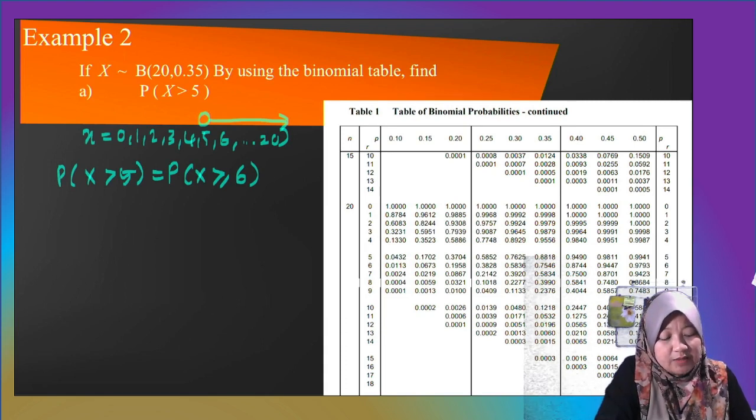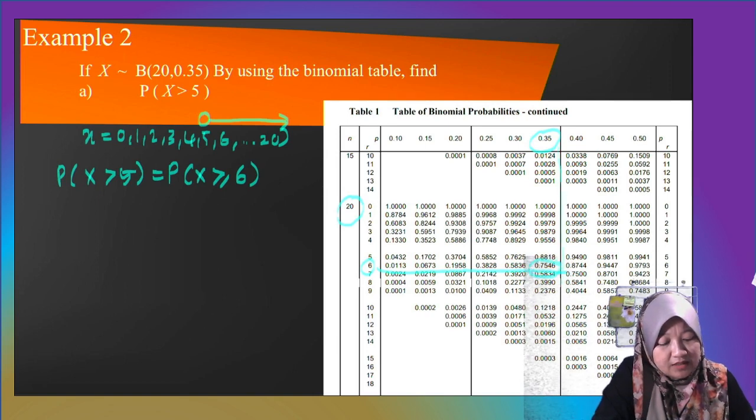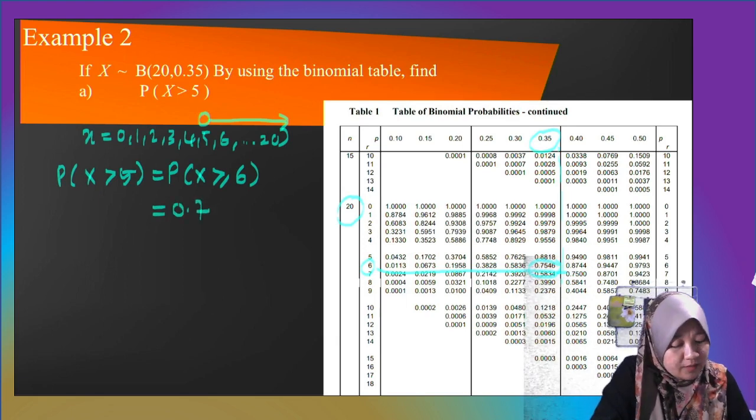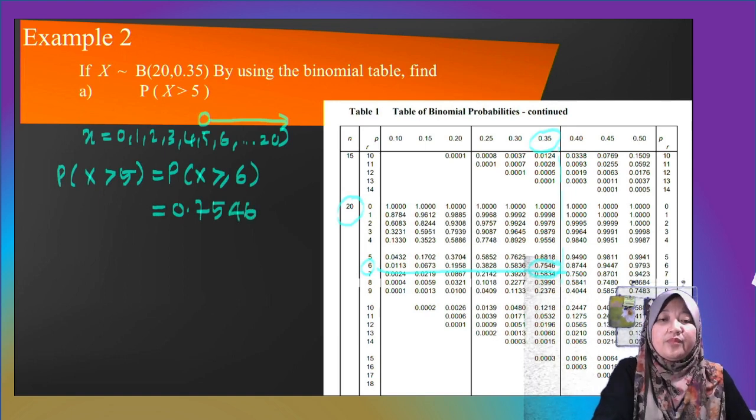Jadi, kita cari dalam table 0.35, N dia 20, and then kita perlukan R dia adalah 6. So, kita cari, baca macam ni. So, kita dapat nilai dia adalah 0.7546. Okay, macam tu.